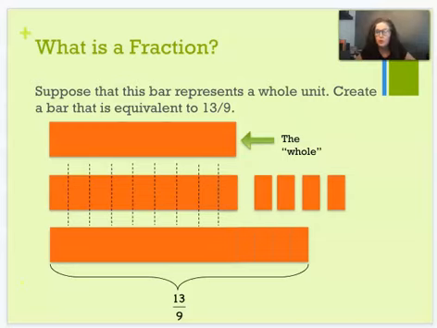So if the whole bar is 1 unit and it represents the whole, if the denominator is 9, we're first going to cut up that rectangle into 9 equal pieces. Then if we want 13/9, we're going to have to add on 4 more copies of 1/9. So here's the whole, which is 9/9, and then we have to add 4 more copies. So we have 10/9, 11/9, 12/9, and 13/9.